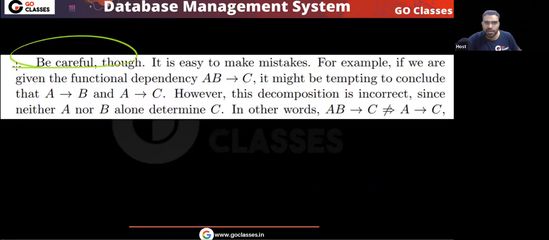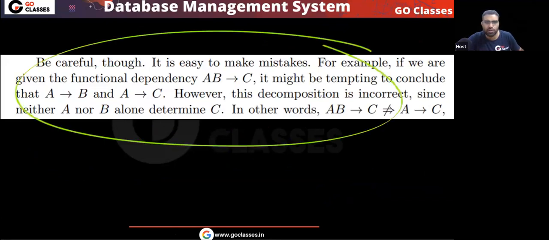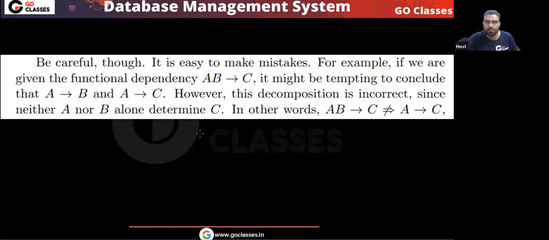Okay. Be careful: don't split on the LHS. This is a very common mistake. If this functional dependency is given to you, then don't split on the LHS. If AB determines C is the given functional dependency, then don't say that A determines C, and don't say B determines C. So don't split on the LHS. Is this clear? Please tell me.